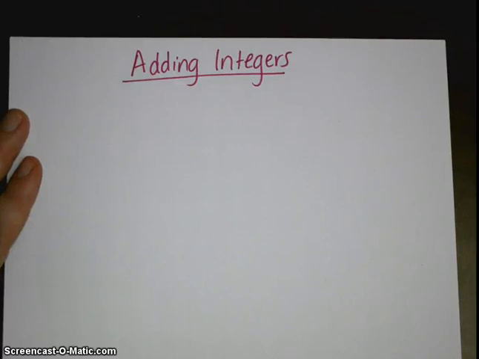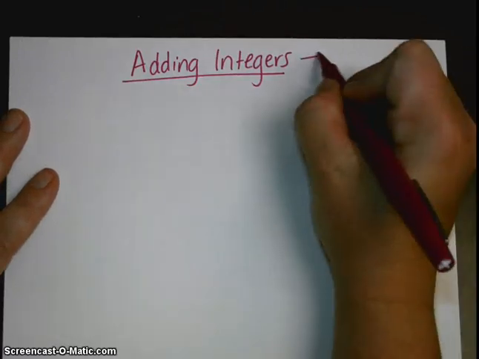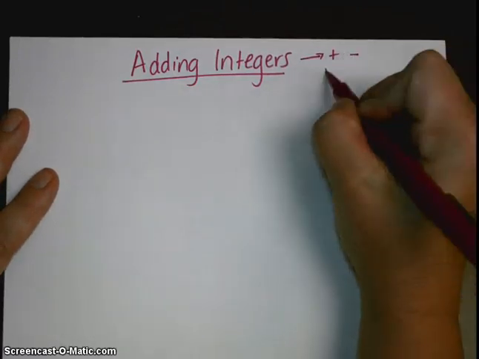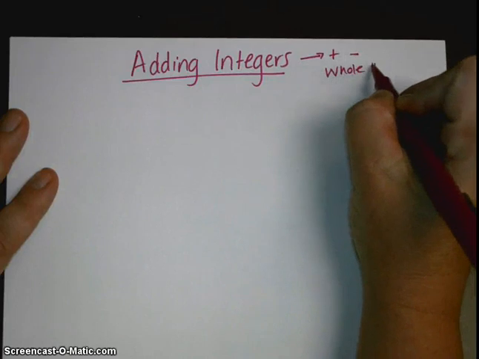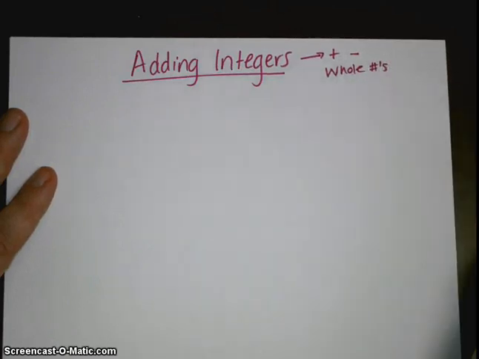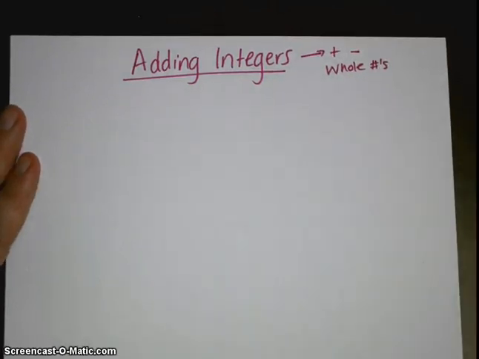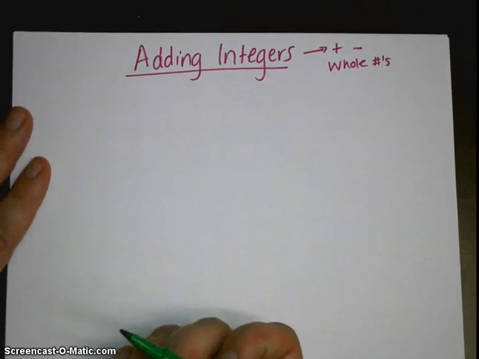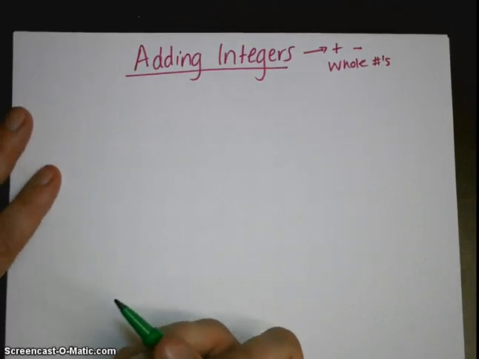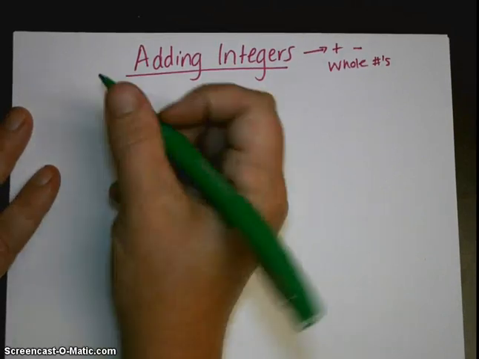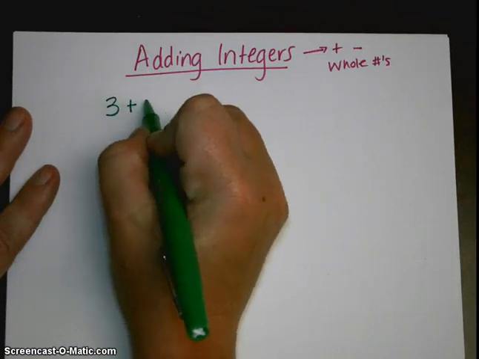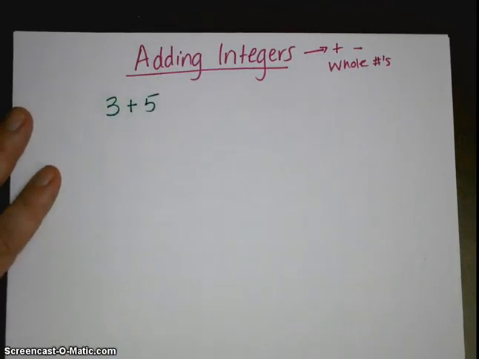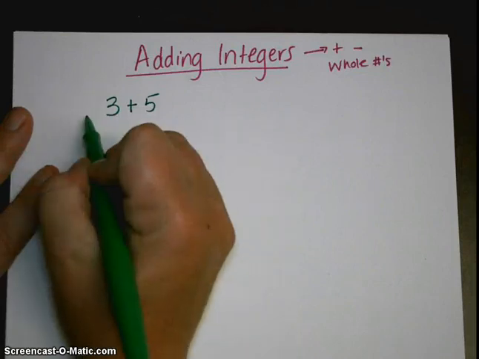Today we're going to be adding integers. Integers are positive or negative whole numbers, meaning they don't have fractions and they don't have decimals. So to add integers, the first thing we need to do is look at the sign in front of the number. So for instance, if we have 3 plus 5, that's obvious, that's 8, but in terms of integers, we look at the sign in front of the number.